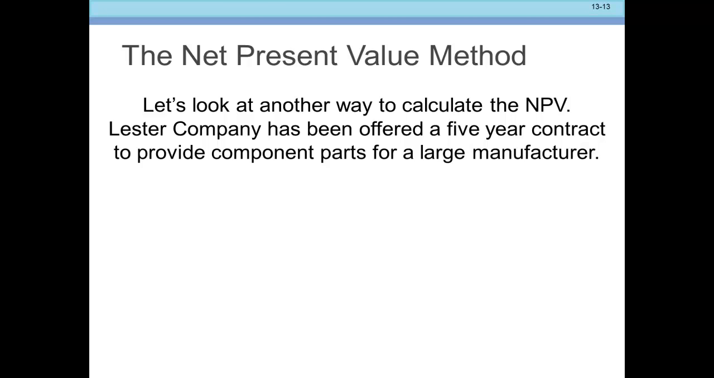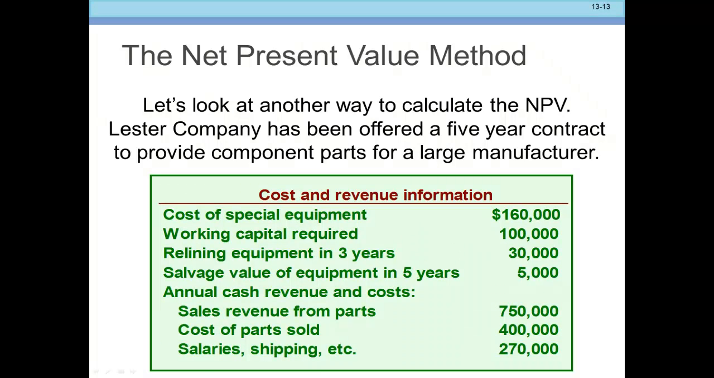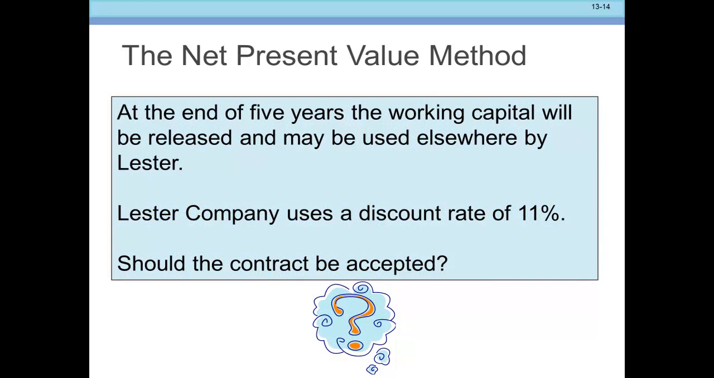Let's take the same company, assume the same 5-year contract to provide parts for a large manufacturer, and we have the same assumptions of cash flow as before. At the end of 5 years, the working capital will be released, so that would be a cash inflow. The company uses a discount rate of 11%. That's probably their cost of capital, so to accept a contract, they need to earn more than that. Let's see if they should accept this contract.